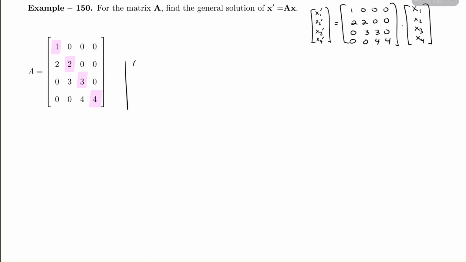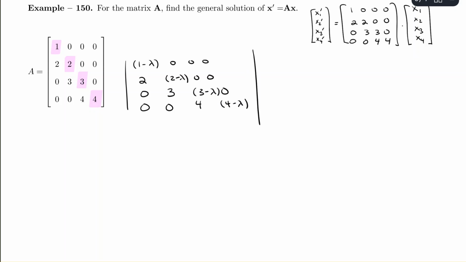Vertical bars mean determinant of 1 minus lambda, 0, 0, 0, 2, 2 minus lambda, 0, 0, 0, 3, 3 minus lambda, 0, 0, 0, 4, and then 4 minus lambda. And we know we find the determinant for larger matrices using our row or column expansion. And in particular, we'd like to expand along rows or columns that have a lot of zeros. And I think if we look at our first row, that will be the most efficient one.